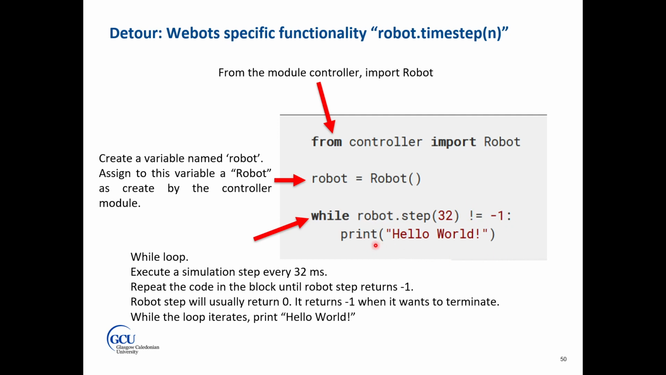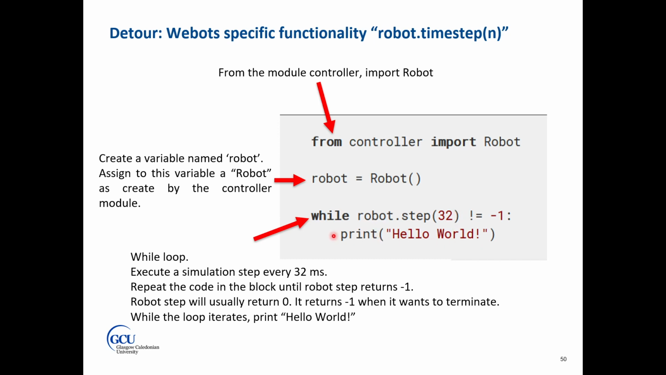Remember what we said in the previous slide. When we do robot.step(32), we are advancing the simulation 32 milliseconds. So we come here, we do robot.step(32), we advance the simulation 32 milliseconds, and then we execute this, and then we go back here and we execute again robot.step(32), which means advancing the simulation 32 milliseconds, and we print hello world here.